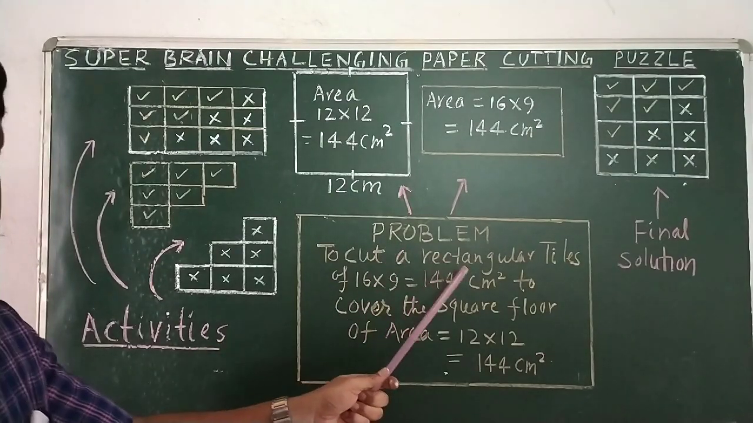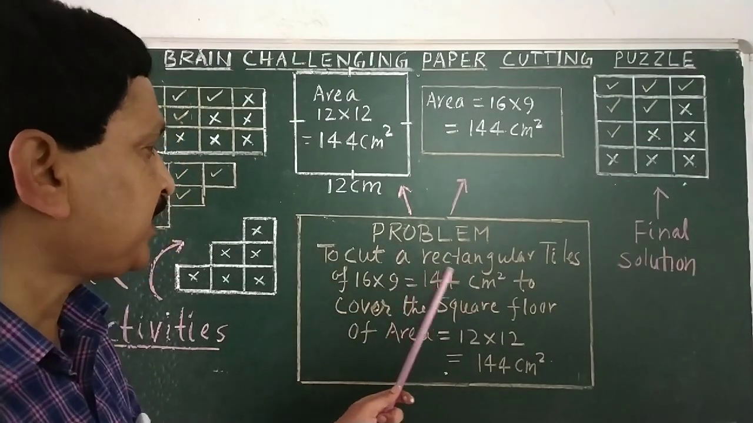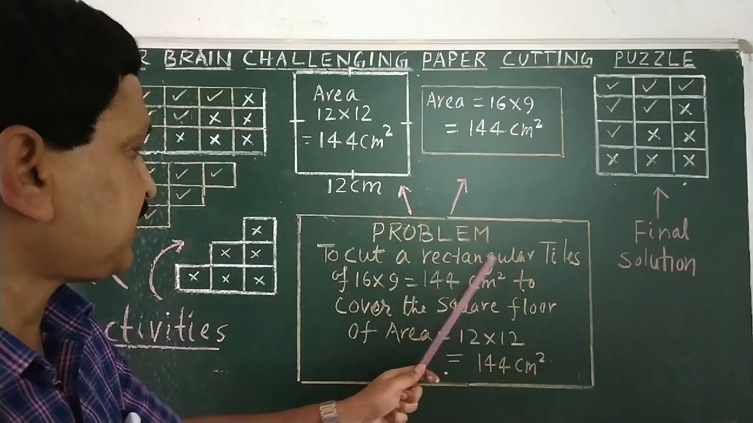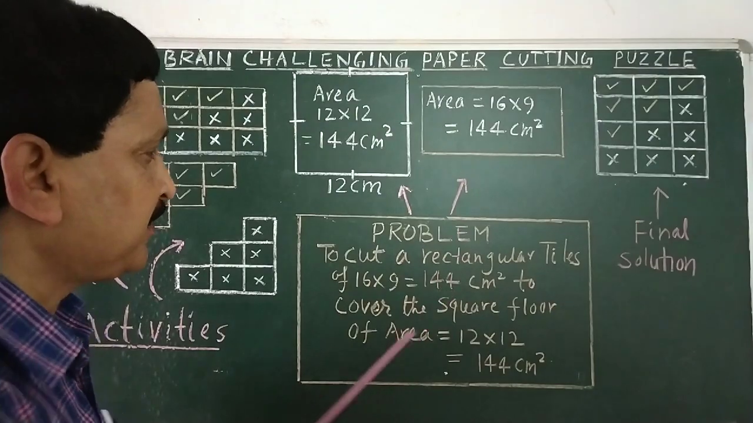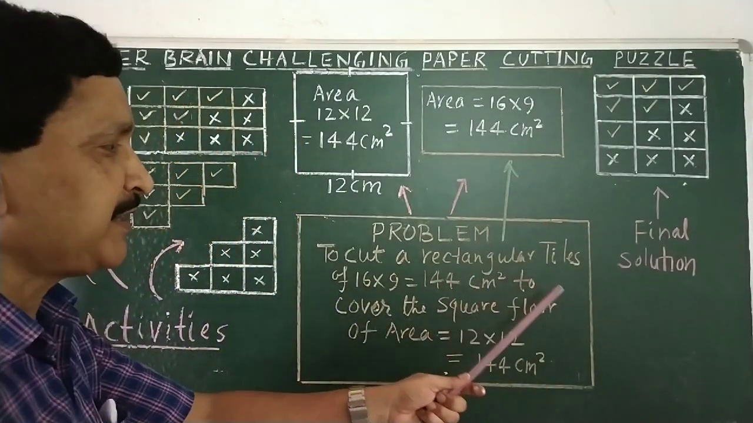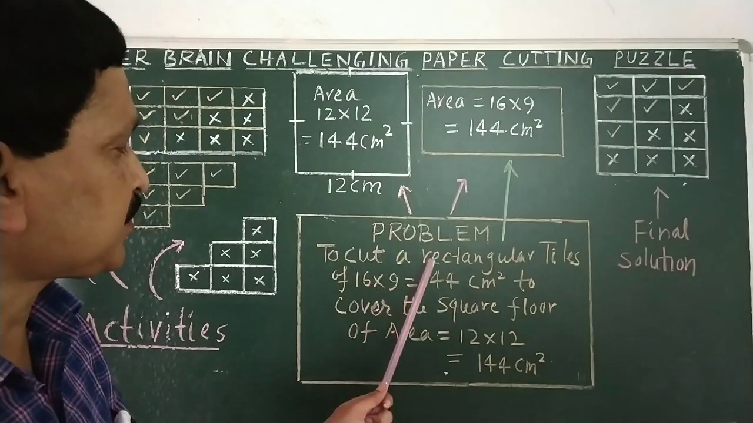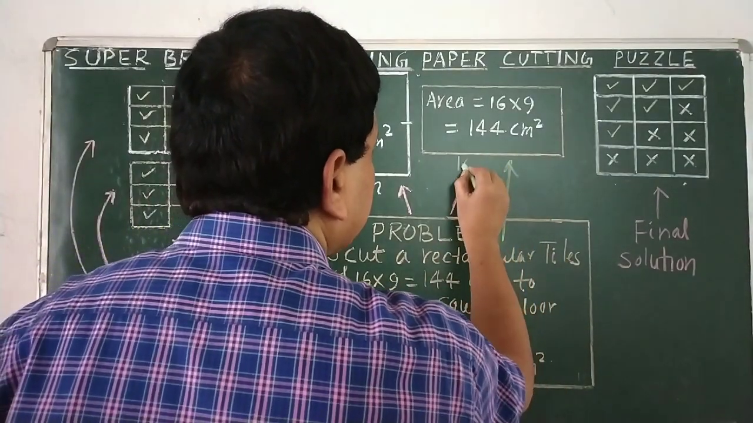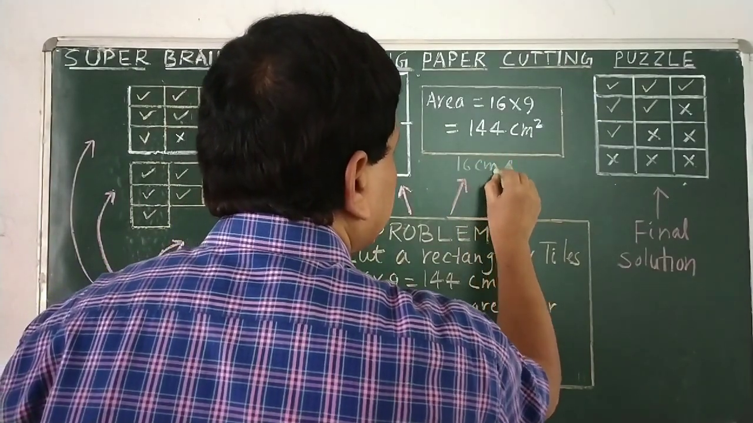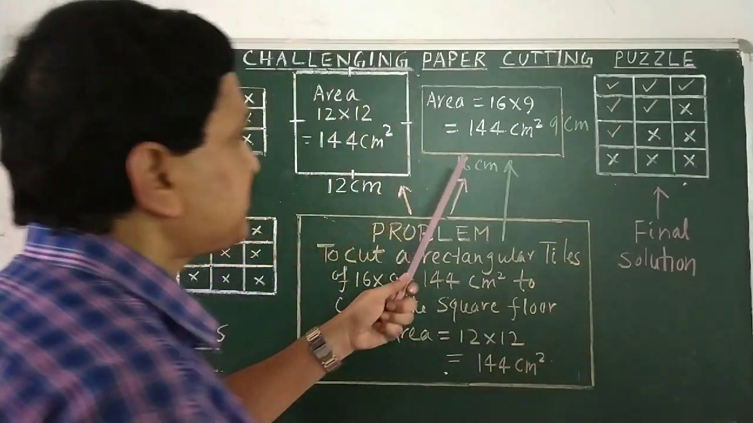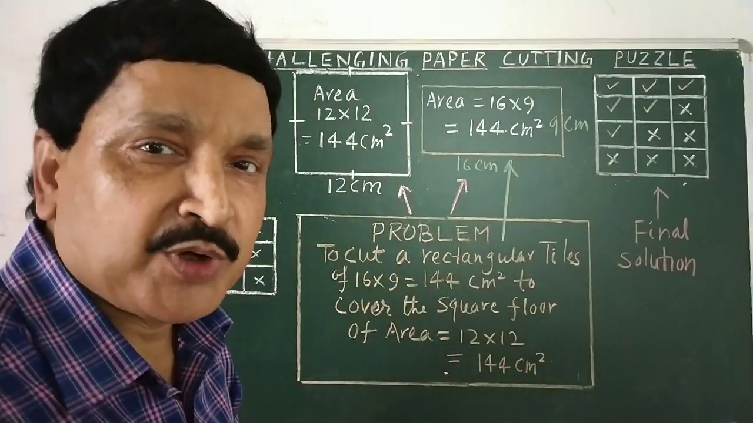This is a problem. The problem is to cut a rectangular tile. This is a rectangular tile. Just see the rectangle. Rectangular tile of 16x9. The length of the rectangle is 16 cm and the breadth is 9 cm. So its area is 16x9, 144.